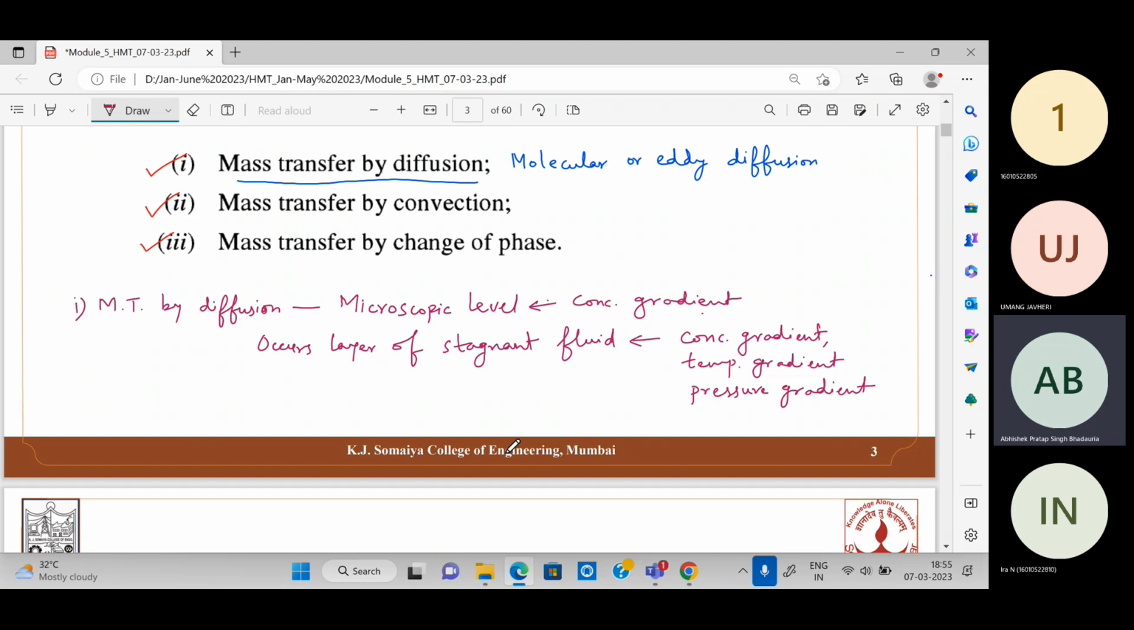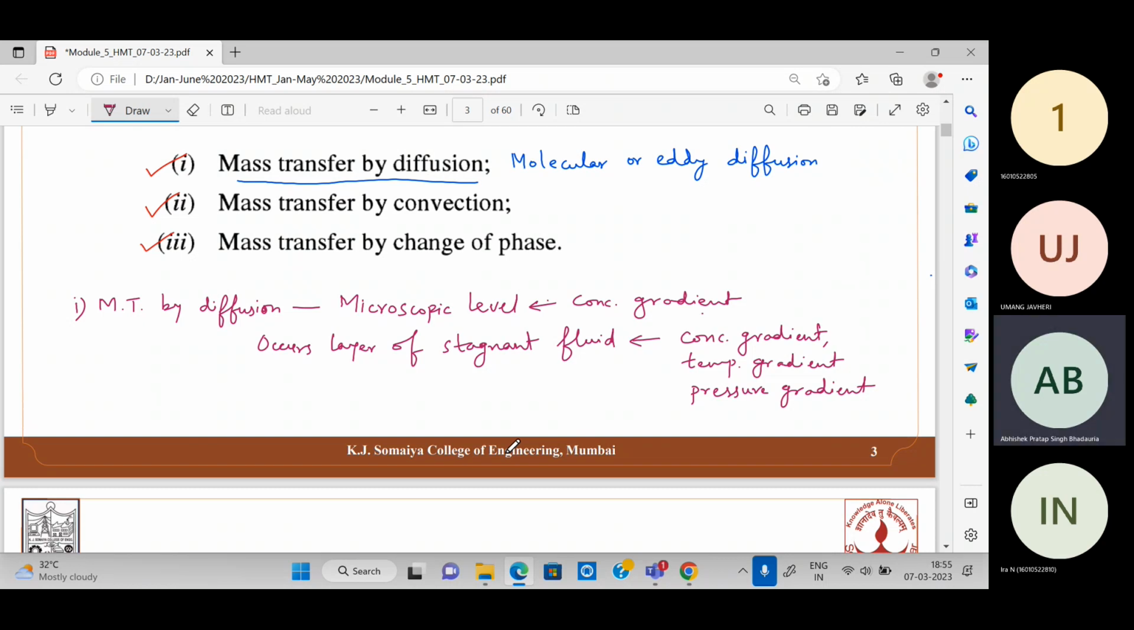So when one of the diffusing fluids is in turbulent motion, eddy diffusion takes place. Due to the turbulence, the rate of diffusion increases, and due to this, there will be an increase in the mass transfer. The example of this eddy diffusion process is the dissipation of smoke from a smoke stack. It is a general example.